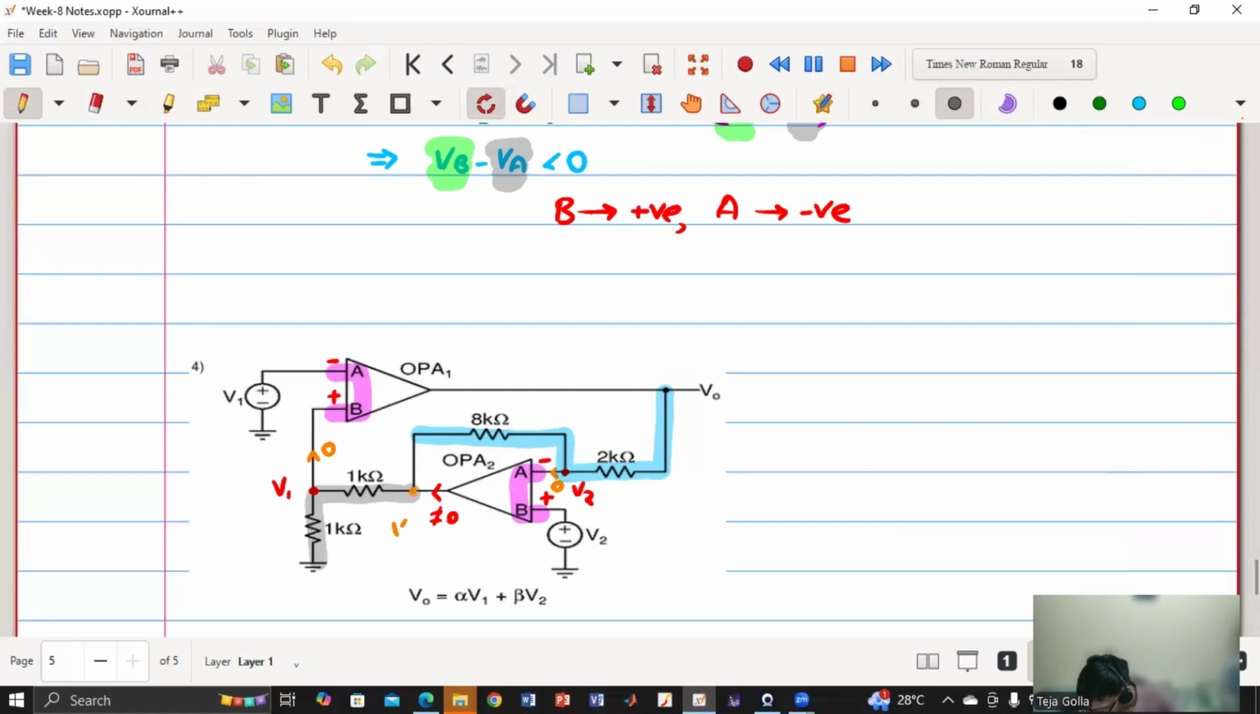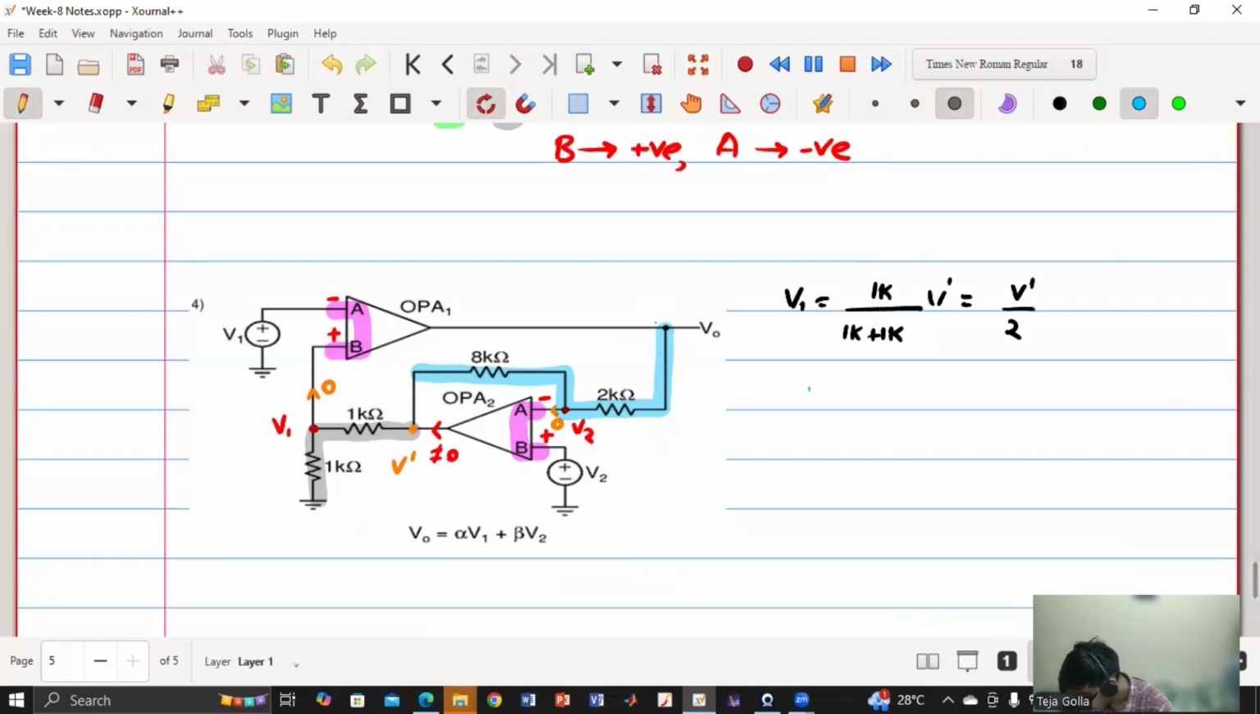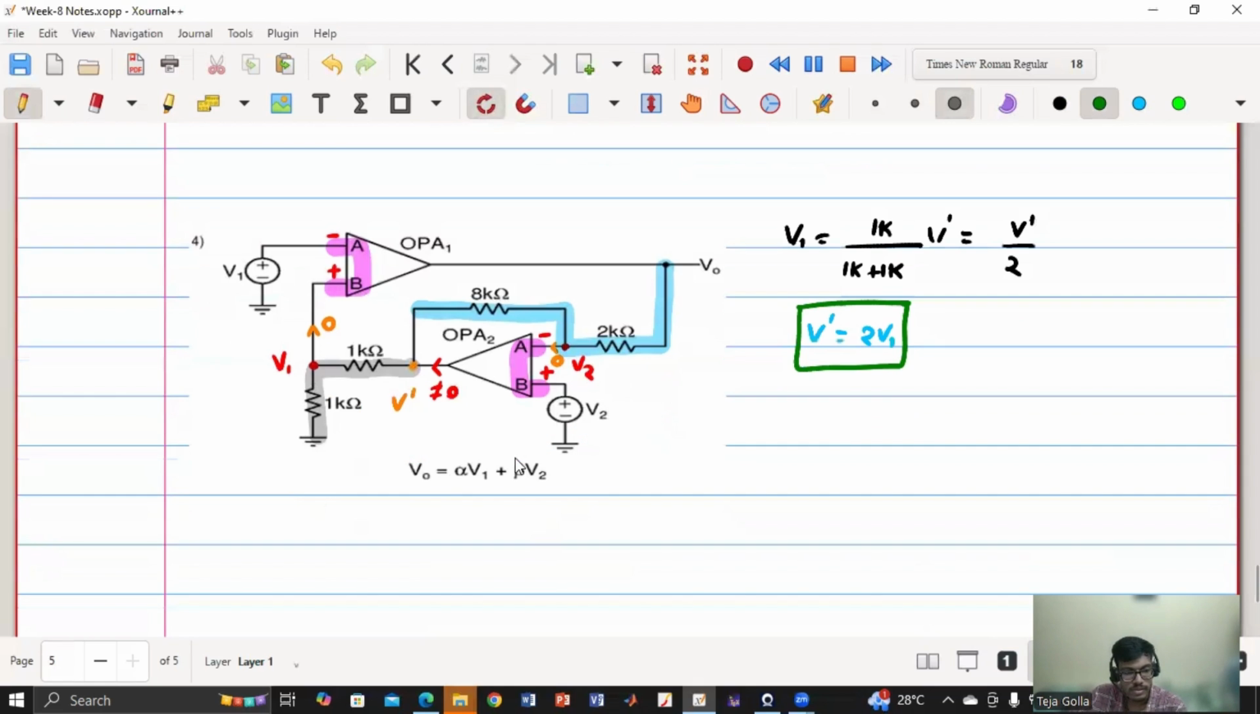And let us assume this voltage to be some unknown V, so some V dash. Any doubt until this point? Yes, sir. Clear. Okay. So now V1 is equal to 1K by 1K plus 1K into V dash. That implies V dash by 2. So now I can write V dash is nothing but 2 times V1. Simple, straightforward, right? Or do you have any further queries?